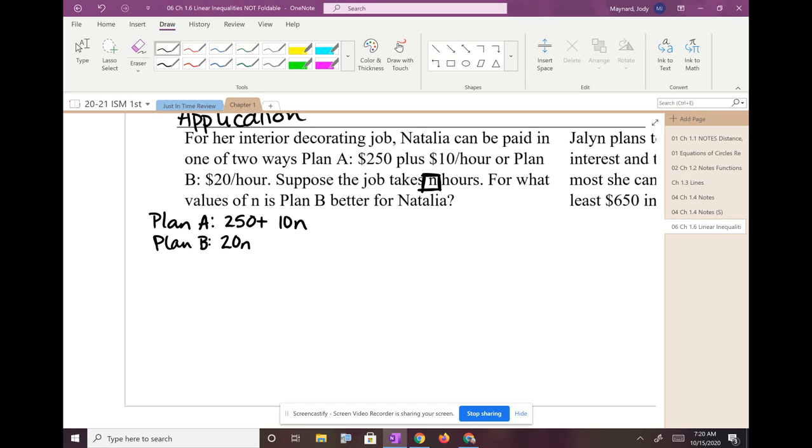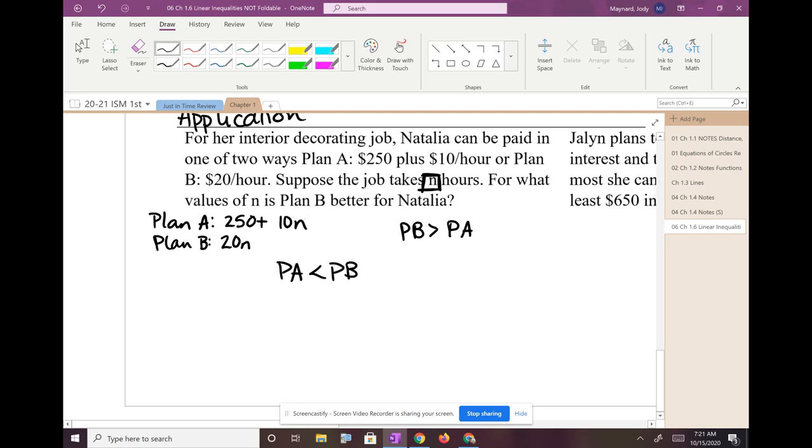Now it says for what value of n is Plan B better for Natalia? So if Plan B is better, that means it makes more money. So we want B to be greater than A. If they're equal, that means it's not better. That's just equal. So we really want Plan A to be less than Plan B. Or if you want to do it the other way and say Plan B is greater than Plan A, that is completely fine. This will give you the exact same answer.